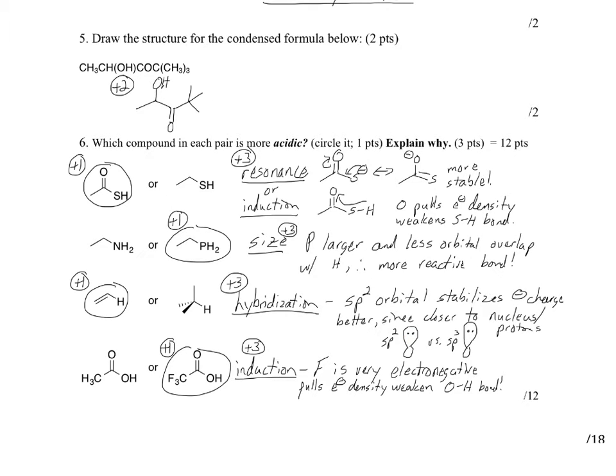Last one is 2 carboxylic acids. So the difference here is this one has 3 fluorines. And that's induction, pulling away electron density, weakening this OH bond, making it more reactive. And it's pulling away electron density to weaken that bond.